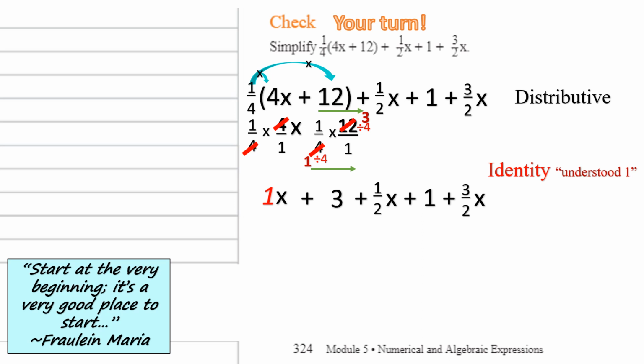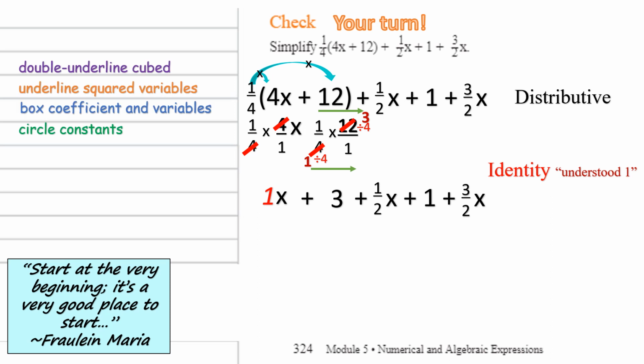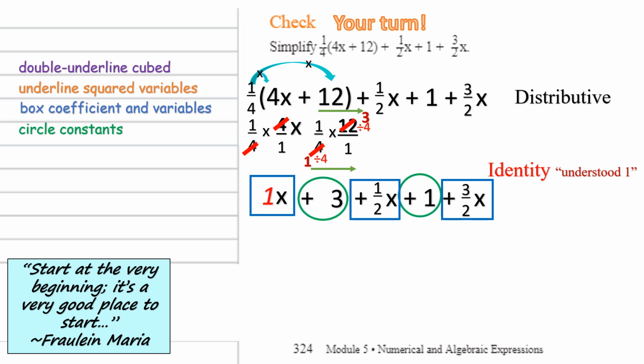Okay, so now what do I have? So now when I start looking at boxing my coefficients, when I have straight variables, I have 1x, I have 1/2 an x, and I have 3/2 x. Okay, and then I have two constants. So hopefully you did your commutative property and you added and shifted and you got 1x plus 1/2 x plus 3/2 x plus then 3 plus 1.